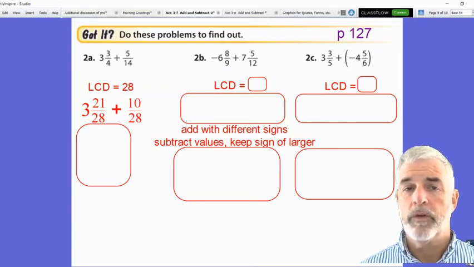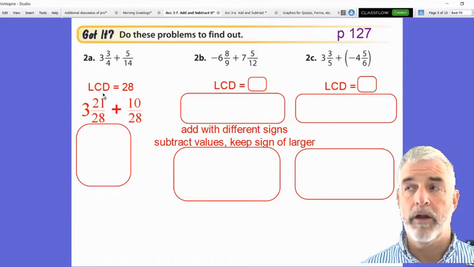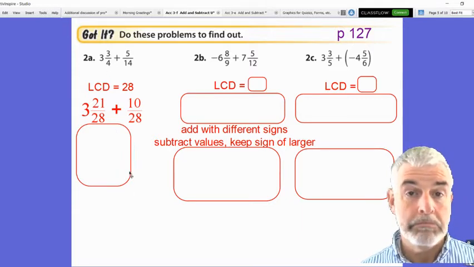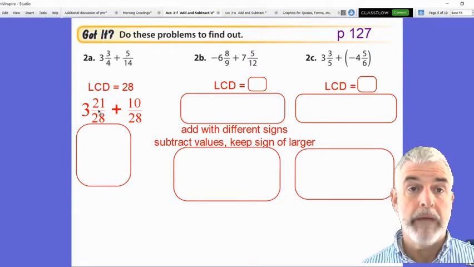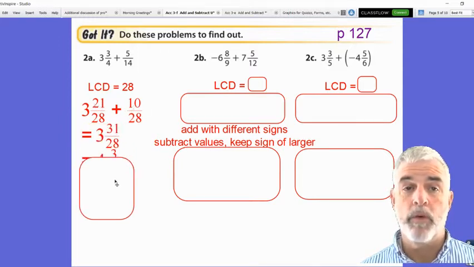Okay. So again, I'm not going to convert this to an improper fraction either here or down here. Okay. I'm going to add the fraction parts. And so I get 21 plus 10, that's 31/28.